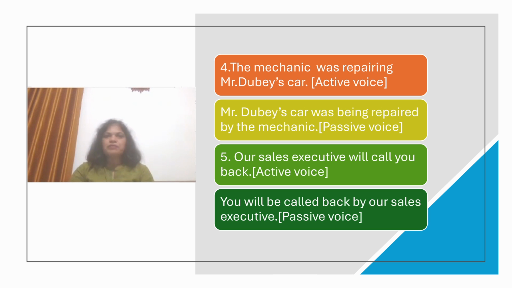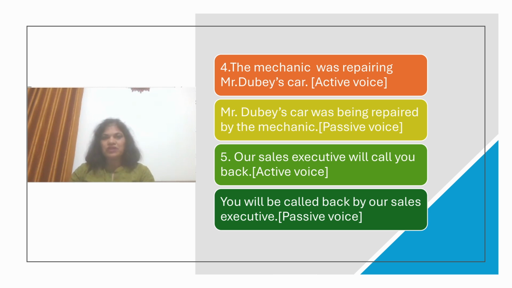Now look at the next example. The mechanic was repairing Mr. Dubey's car. It is an active voice because here the mechanic is performing some activity. Now when we change this into passive voice, the mechanic was repairing Mr. Dubey's car. It is past continuous tense. So past continuous tense will remain the same, but here we'll use being. Mr. Dubey's car was being repaired by the mechanic. Now let's see the next example, the fifth one. Our sales executive will call you back. Now here when we change it into passive voice, you will be called back by our sales executive.